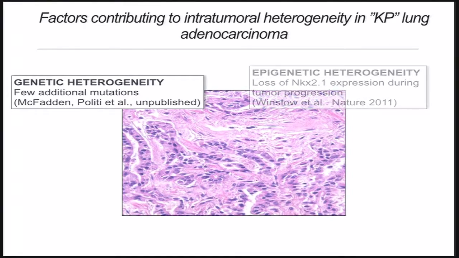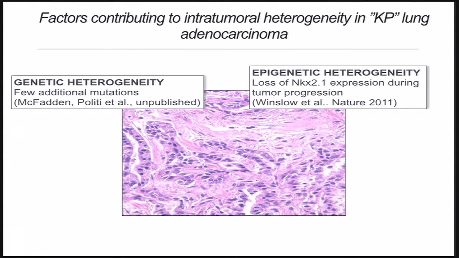It's possible that RAS and P53 mutation alone is all you need genetically, and that the other things are happening through other mechanisms. So what might those other mechanisms be? Well, one possibility for which we have evidence is epigenetic heterogeneity, that things are changing based on gene expression changes within individual clones in the developing tumor, and this confers the altered phenotypes that we observe.